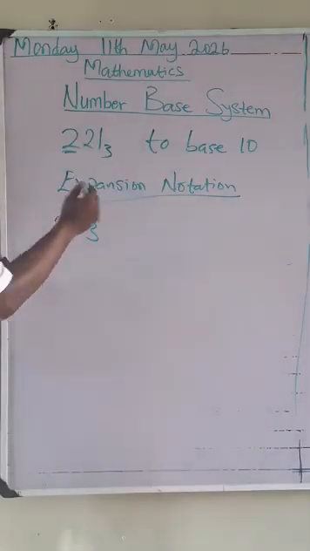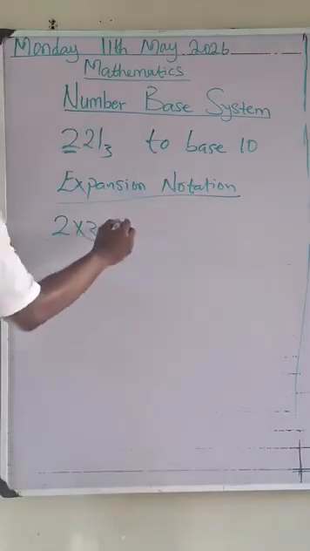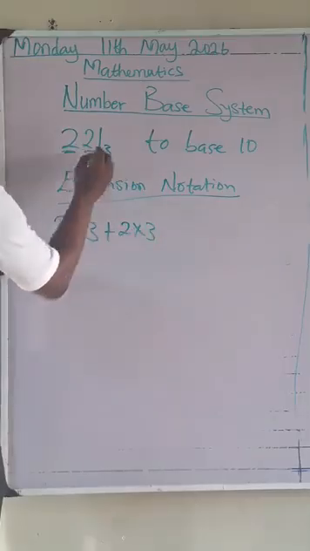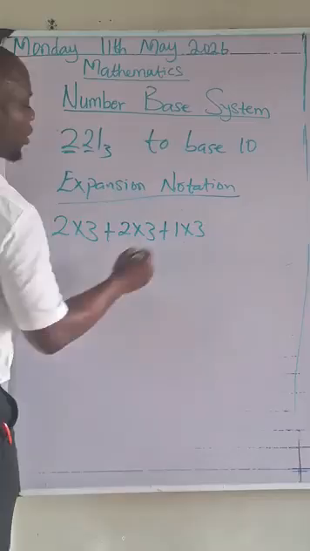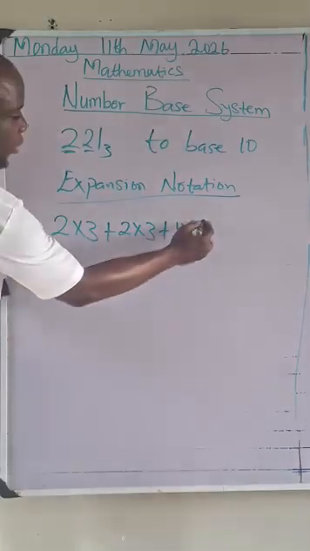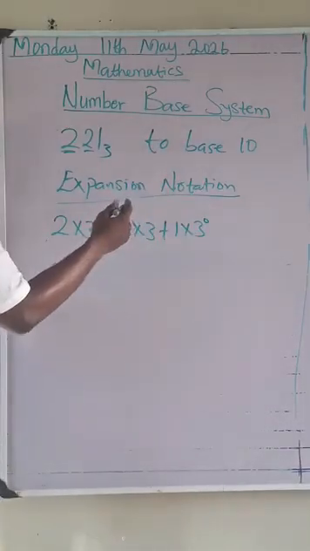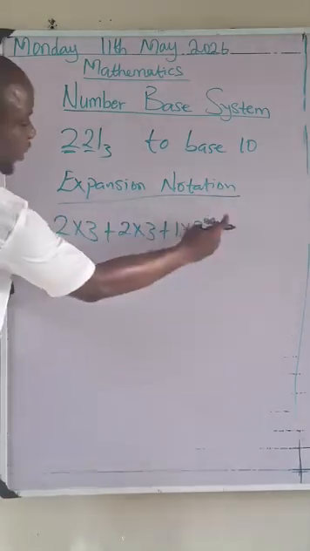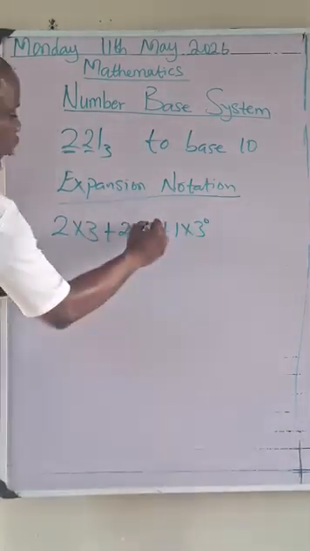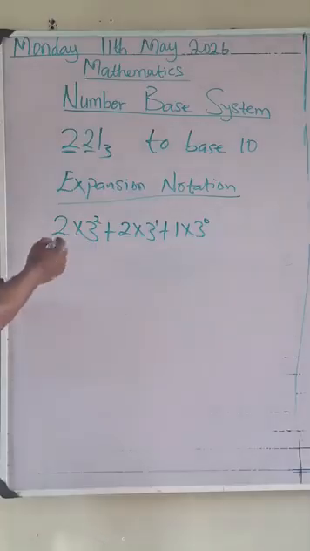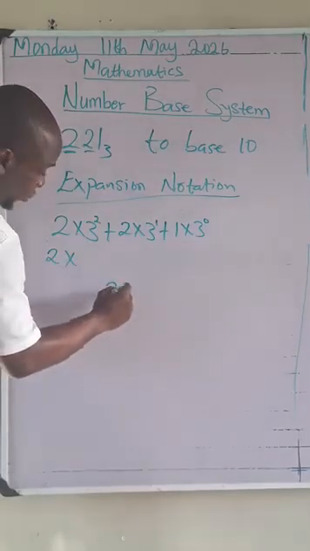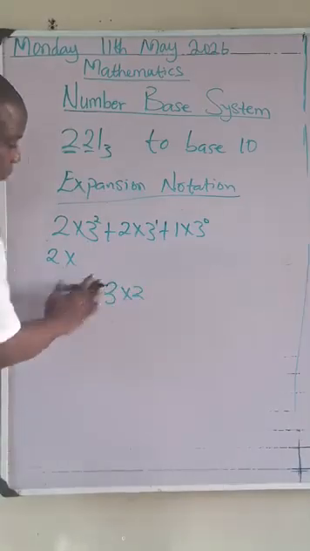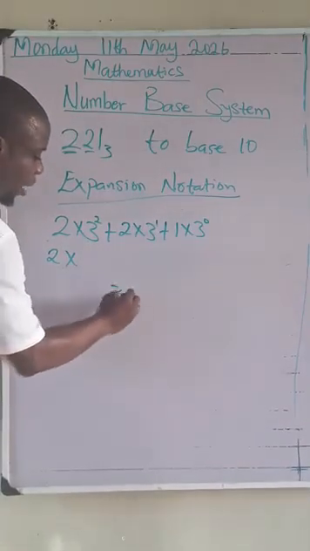Move to the next digit. Plus, add your plus. This times this, 2 times 3. You're done with this. Move to the next digit, which is this times this, plus 1 times 3. After which, what do you do next? Put your powers 0, starting from the far right. This is the right, this is the left. Starting from the far right, come to the left. This becomes 1, this becomes 2. So this becomes 2 times 3 raised to the power 2 is not 3 times 2. Please, this is not the same thing. Okay, it is what? 3 times 3.